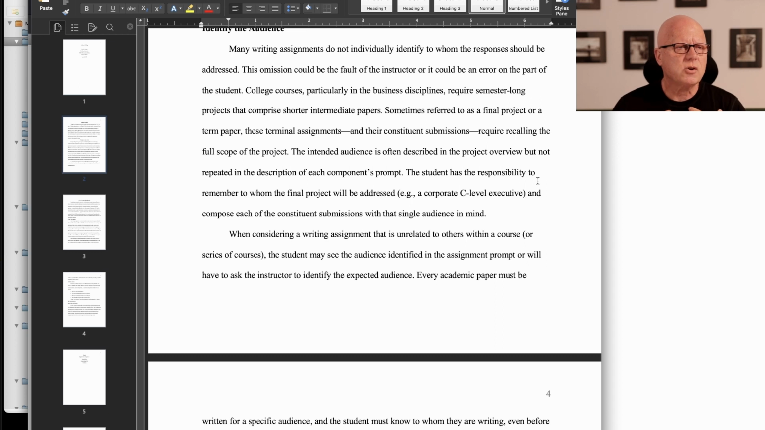So it could be my fault for not repeating those instructions to the student, but also the student needs to take a certain amount of responsibility and remember that these are components of a larger project. And if the first component is addressed to a particular audience, all of the components should be addressed to that same audience.